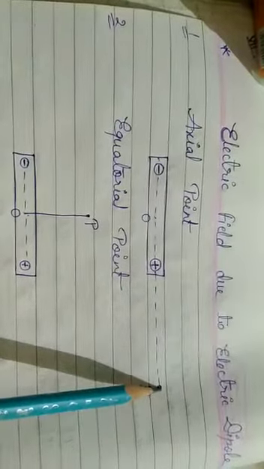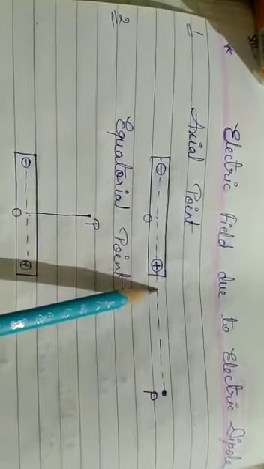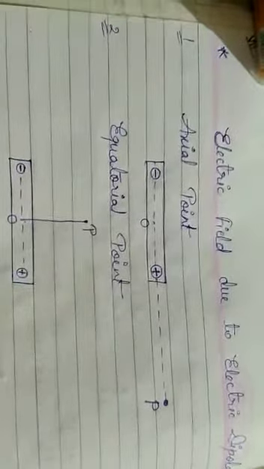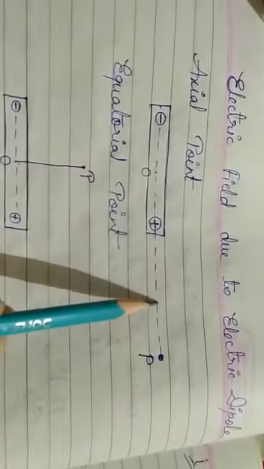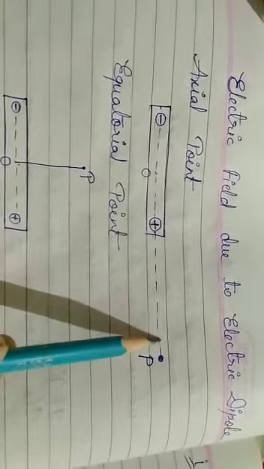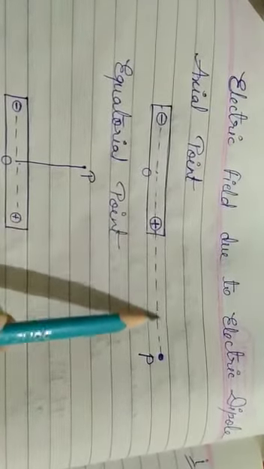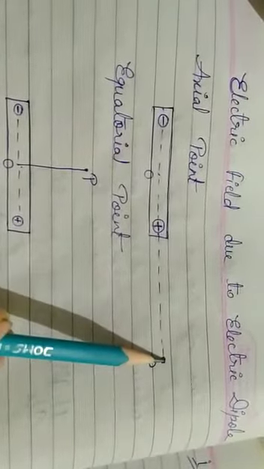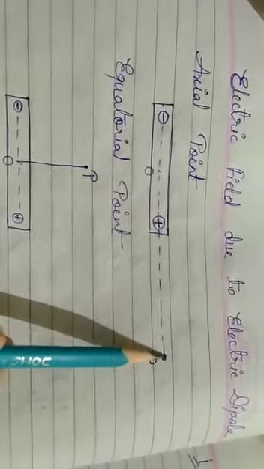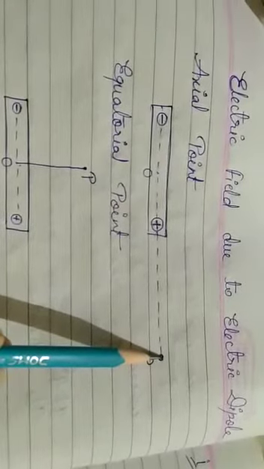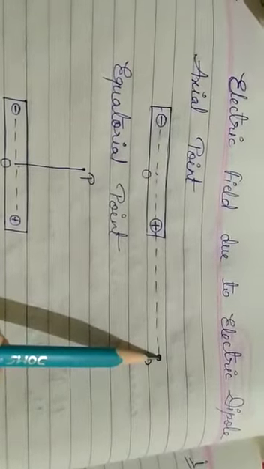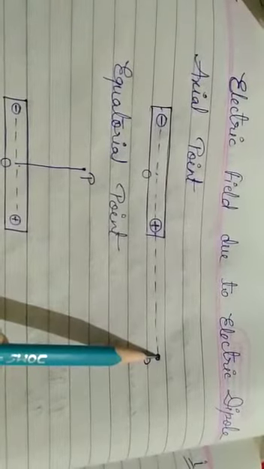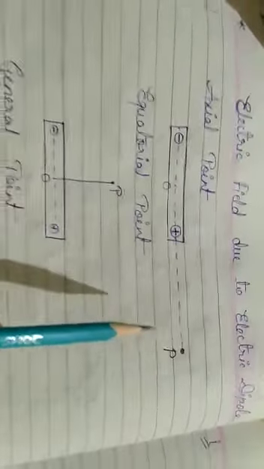If we have to find the electric field due to this dipole at a point P situated on a line elongated from the axis, this is the axis, and if we elongate it, here we get one point. If we have to find the electric field at this point, it is called the axial point.